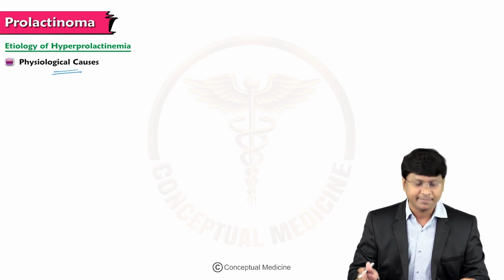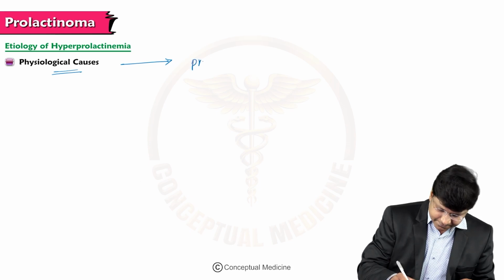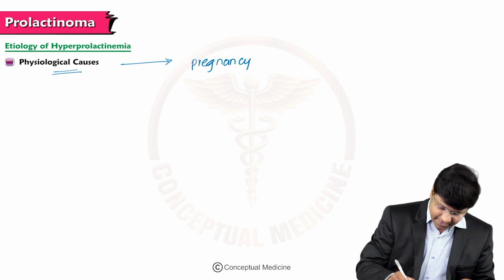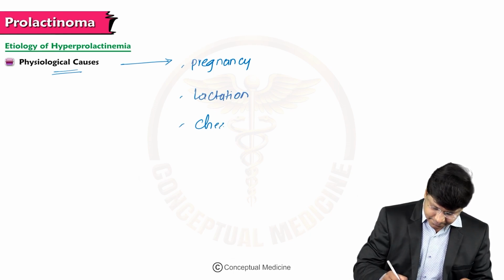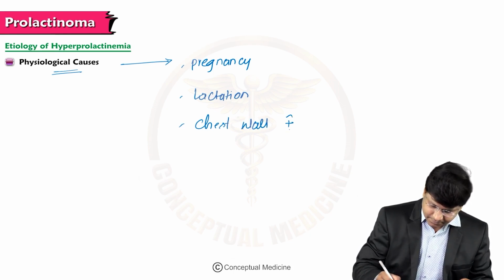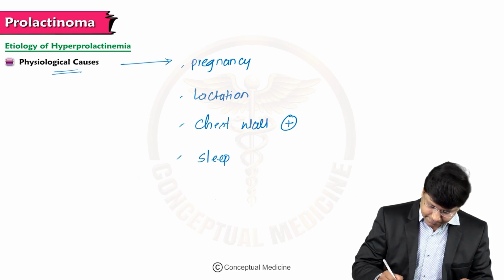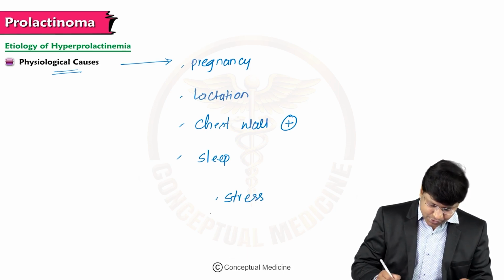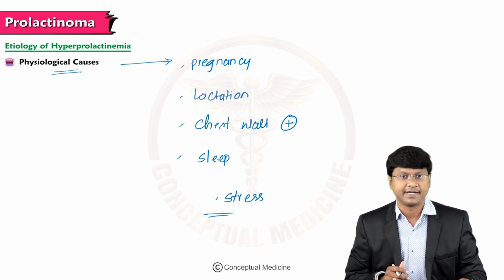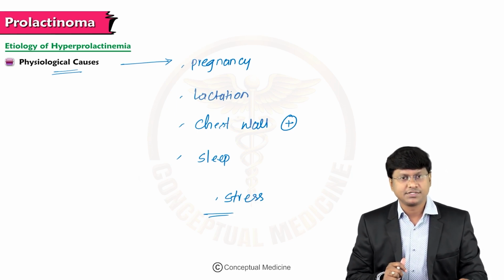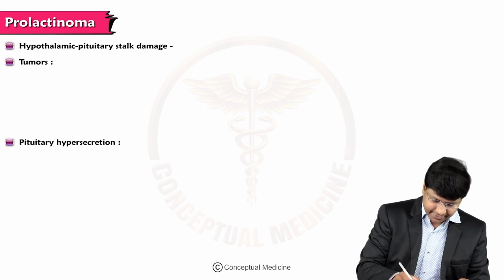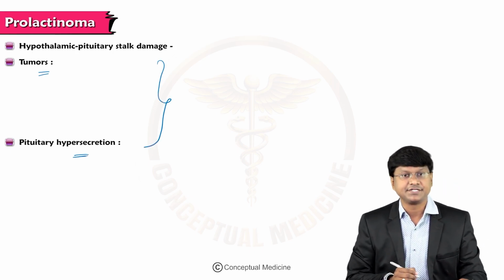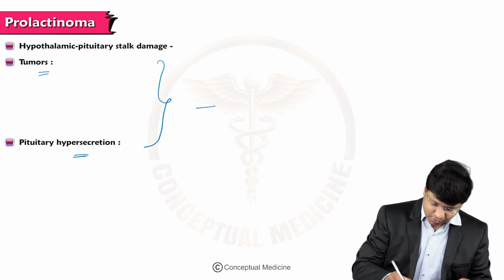Now you take the physiological causes of hyperprolactinemia, that includes pregnancy, lactation, followed by chest wall stimulation, sleep, and then stress. So these are the physiological causes for hyperprolactinemia. Now, after having discussed the physiological causes, let me discuss the pathological causes for hyperprolactinemia. So pathological causes, if you take, either the tumors or the pituitary hypersecretion, that can occur in clinical scenarios of prolactinoma.